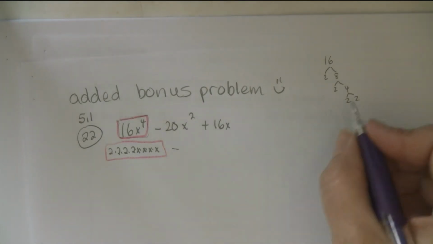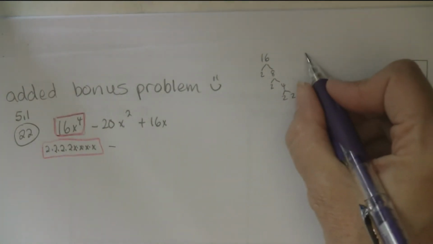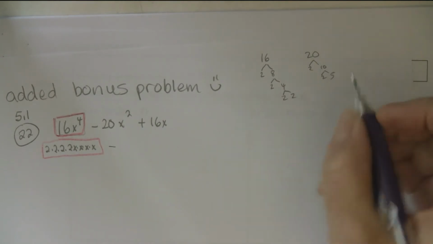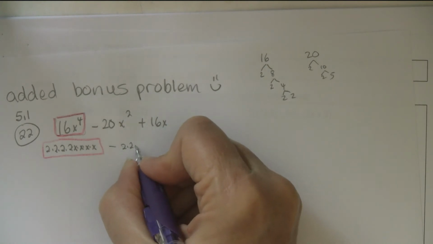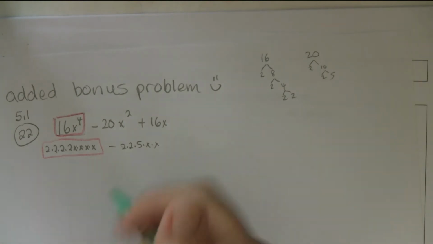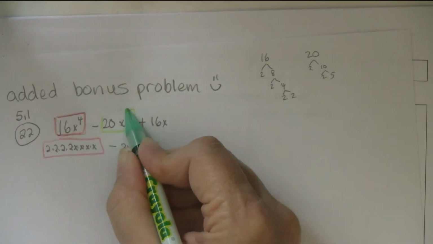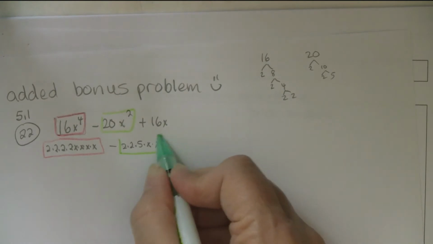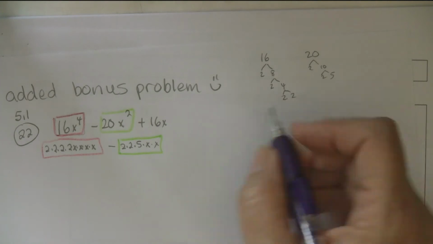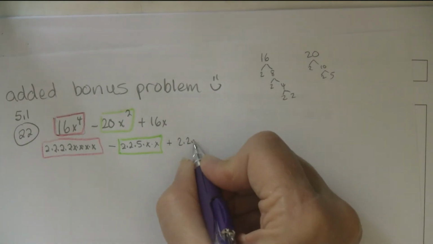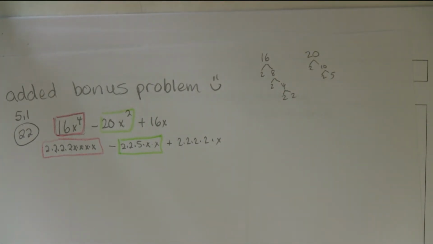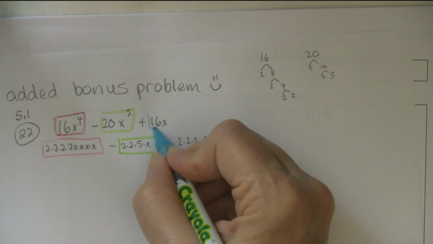Minus, and then 20. I'm going to prime factor 20 here. 20 is 2 times 10, 2 times 5. So this is 2 times 2 times 5 times x times x. Then I'm going to factor 16 again. Well, I already did that. So plus 2 times 2 times 2 times 2 times x. And then I'm going to circle what they have in common.